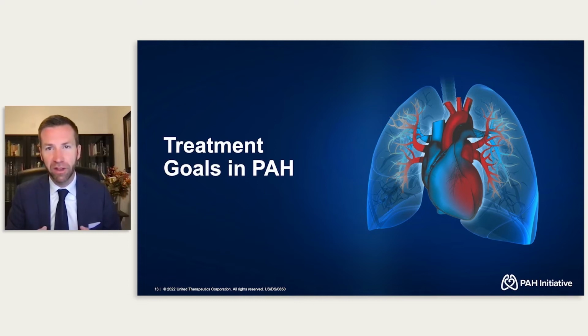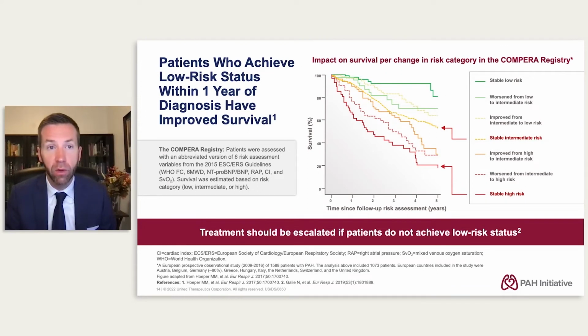We've emphasized this functional impairment. Now let's talk about the actual treatment goals, which are functional improvement. Patients who achieve low risk status within 1 year of diagnosis have improved survival. We can see this from the graph on the right, which is the impact on survival per change in risk category in the COMPERA registry.